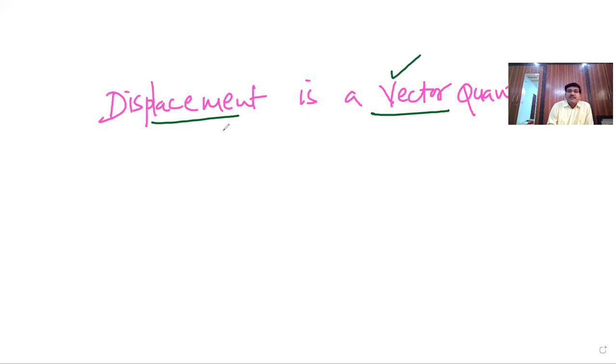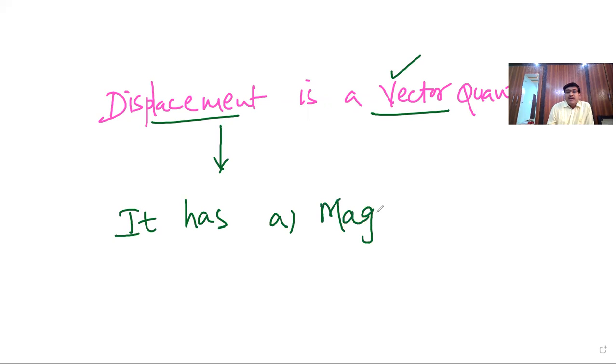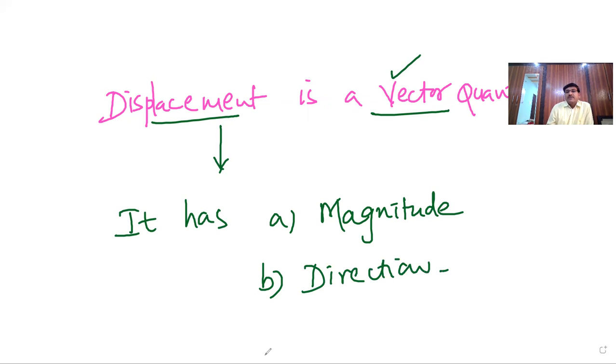Once we say it is a vector, it means displacement has a magnitude, and because it is a vector, it has direction also. Yes, direction also. Magnitude as well as direction. Clear? Now, what is its magnitude? Let us see. First one, we have to see magnitude.